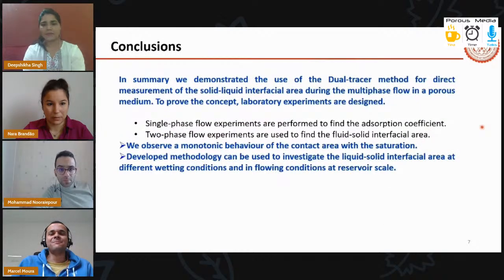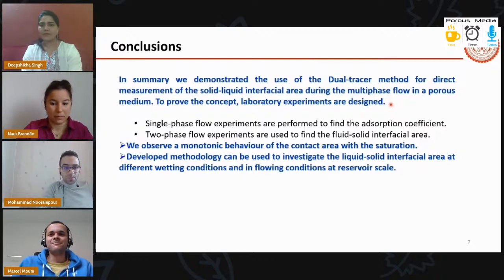So in summary, we demonstrated the use of the dual tracer method for direct measurement of the fluid solid interfacial area during multi-phase flow in a porous medium. To prove the concept, laboratory experiments are designed as a two-step process. First, single-phase flow experiments we perform to find the adsorption coefficient value, and second, two-phase flow experiments are performed to find the fluid solid interfacial area during multiple fluid flow in a porous medium.